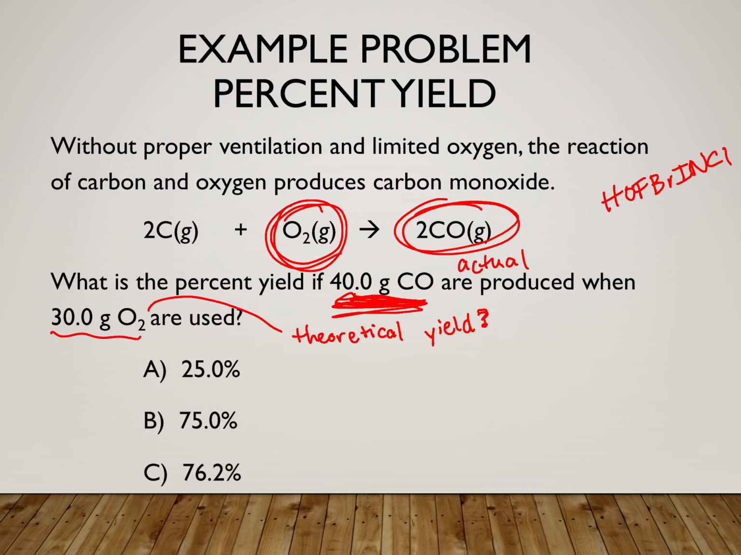So if you'd like to try this problem by yourself, here are your options, multiple choice, right? You're going to use your 30 grams of O2 to figure out your theoretical yield. And then that 40 grams of carbon monoxide is an actual yield because it's telling you 40 grams of carbon monoxide are produced. And then you can do that ratio to figure out your percent yield. So go ahead and pause here if you'd like to try it yourself, or you can just keep watching if you'd like to see the answer.